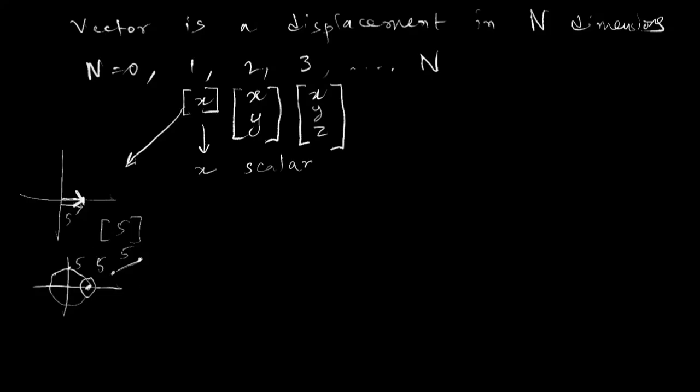It is just a dimensionless quantity, whereas a vector has something to do with dimensions, and those dimensions can be 0-dimensional, 1-dimensional, 2-dimensional, 3-dimensional, or in the general case, n-dimensional.